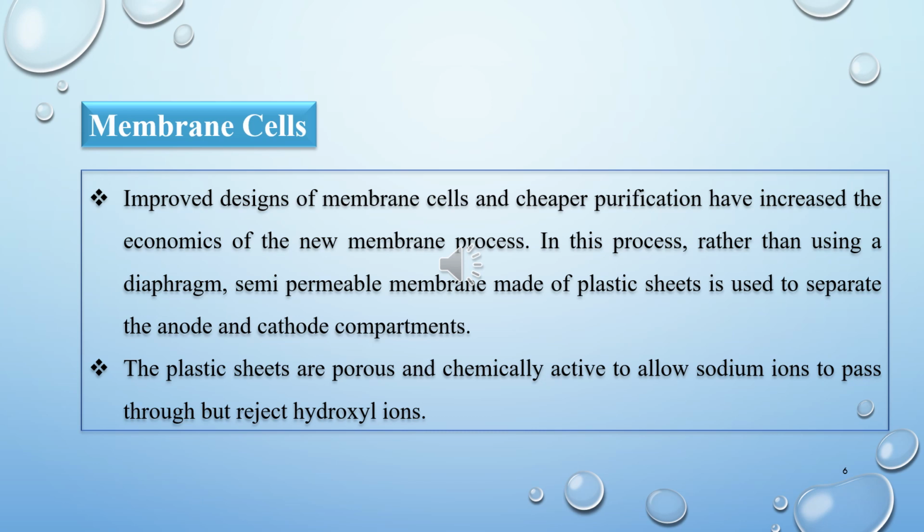Here in the membrane cell process, that diaphragm is replaced by the semi-permeable membrane, which is made of plastic sheets. That semi-permeable membrane, or those plastic sheets, are chemically active, which will allow the sodium ion to pass through it, but it will not allow the sodium hydroxide or hydroxyl ions to pass through it.